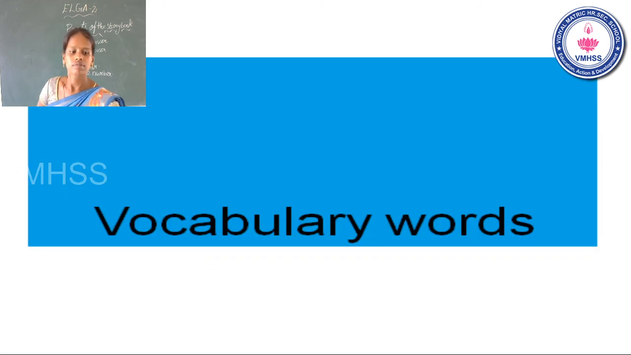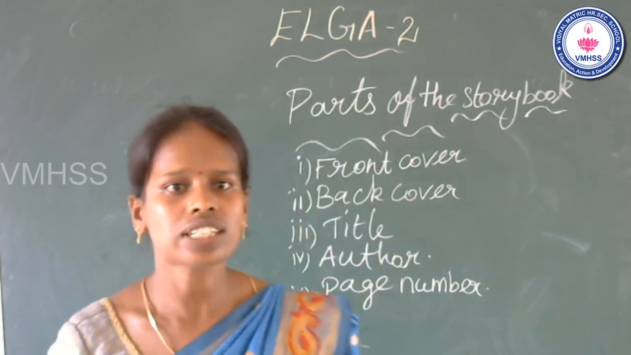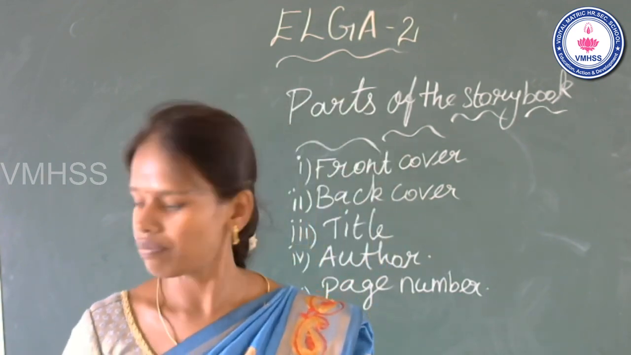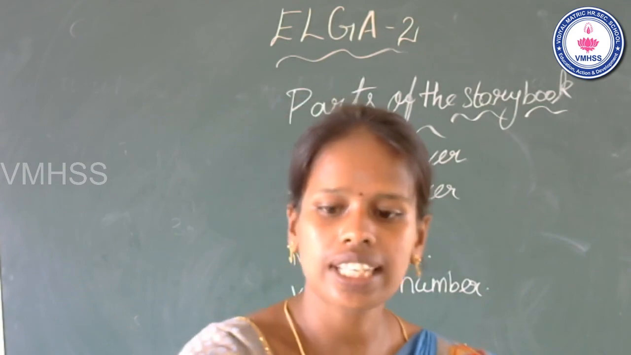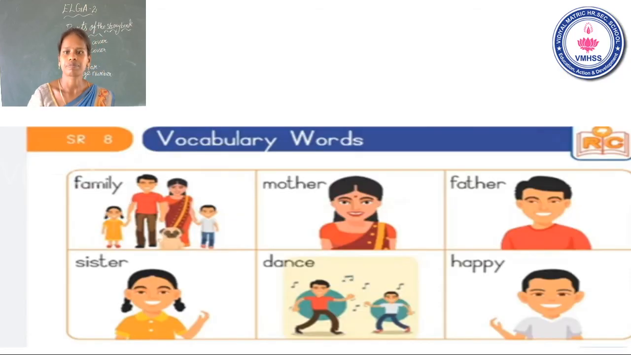Okay, students, next we go to the vocabulary words. See the slide. Look at the slide, students. Vocabulary words. First one is family. Okay, already we learned these vocabulary words. Yes or no? Yes. The first one is family. Second one is mother. Third one is father. Fourth one is sister. Fifth one is dance, and sixth one is happy. Okay.